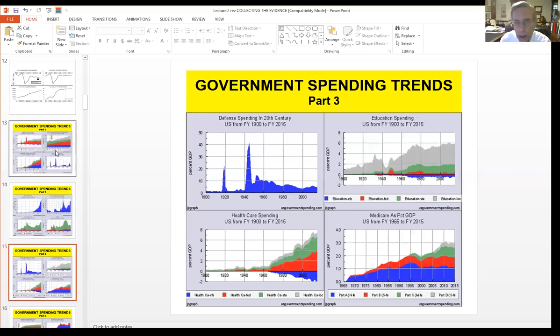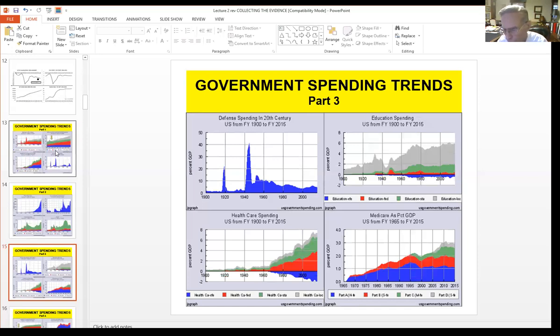Now take a look at education over on the right side. Don't be fooled by the size of the wedges. That's a very misleading chart. It's accurate, but it's misleading. First of all, notice that it gets up to 6%. And if you look at the left-hand chart, 6% is way down near the bottom of the defense chart.